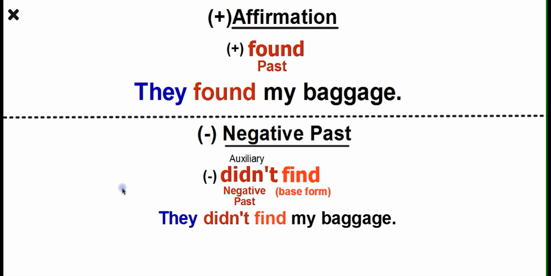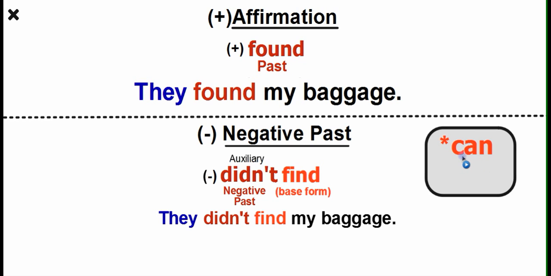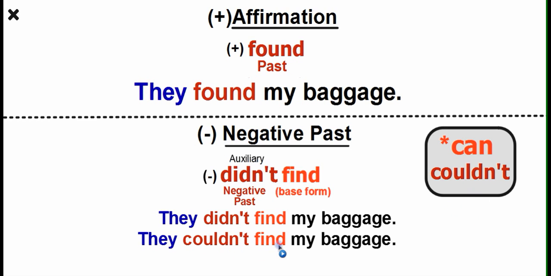Now, we have some verbs that do not use the auxiliary didn't for the negative past. One example is can. The negative past of can is couldn't. So for example, they couldn't find my baggage. I use can in the negative past, couldn't, and then the principal verb in the base form.